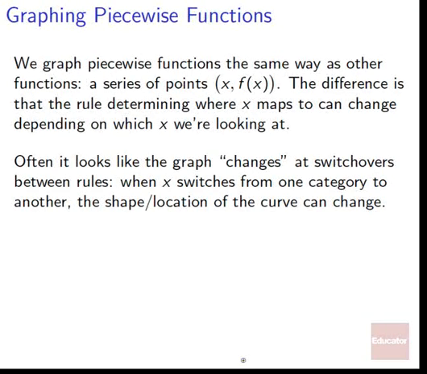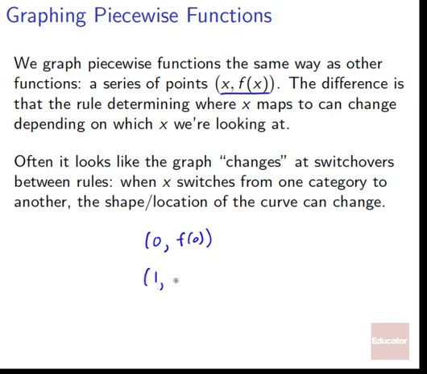Graphing piecewise functions. So how do we graph these things? It's actually really similar to graphing a normal function. A series of points, x, f of x, right? When we graph x squared, the reason why 0, 0 is a point is because if we plug in 0, we get 0, right? 0, f of 0 for x squared would get us 0 comma 0.